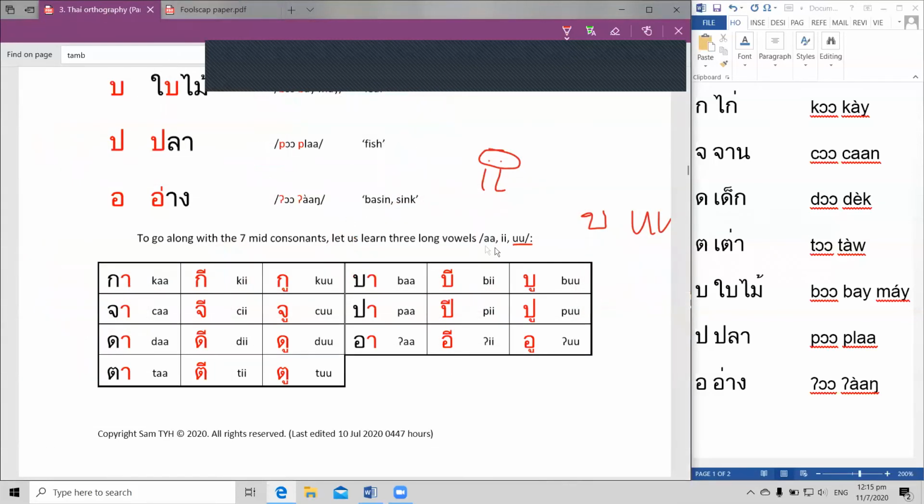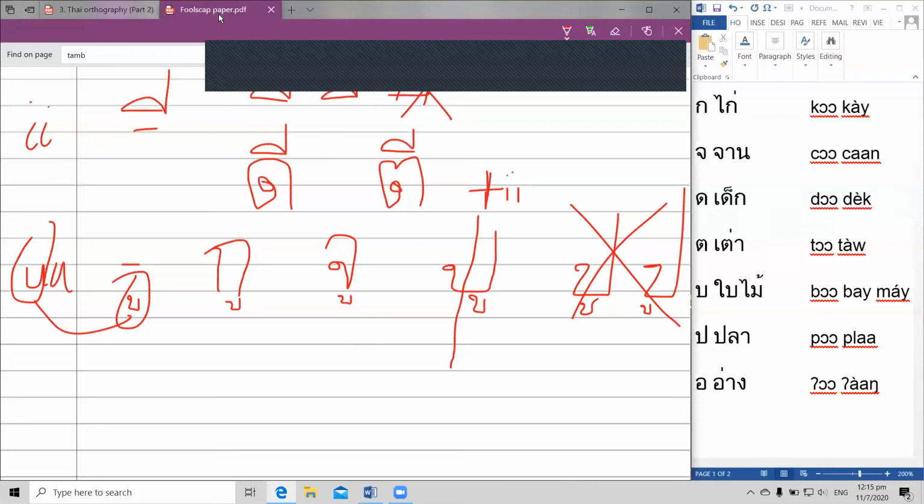So these are how you write the Sara A, Sara E, and Sara U. Okay, let's look at this. The P, right? So if you have poplar, this one is already taking up the space here. So when we write Sara E, we just write it above the rest of the consonant. We don't write it this way. Okay, no.